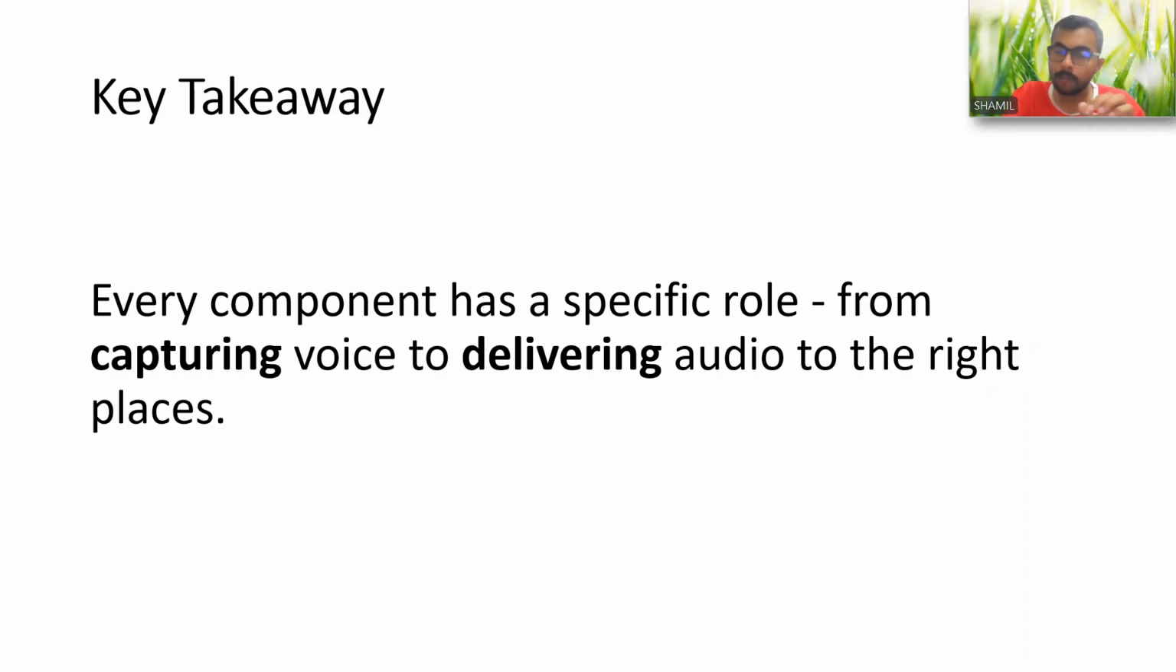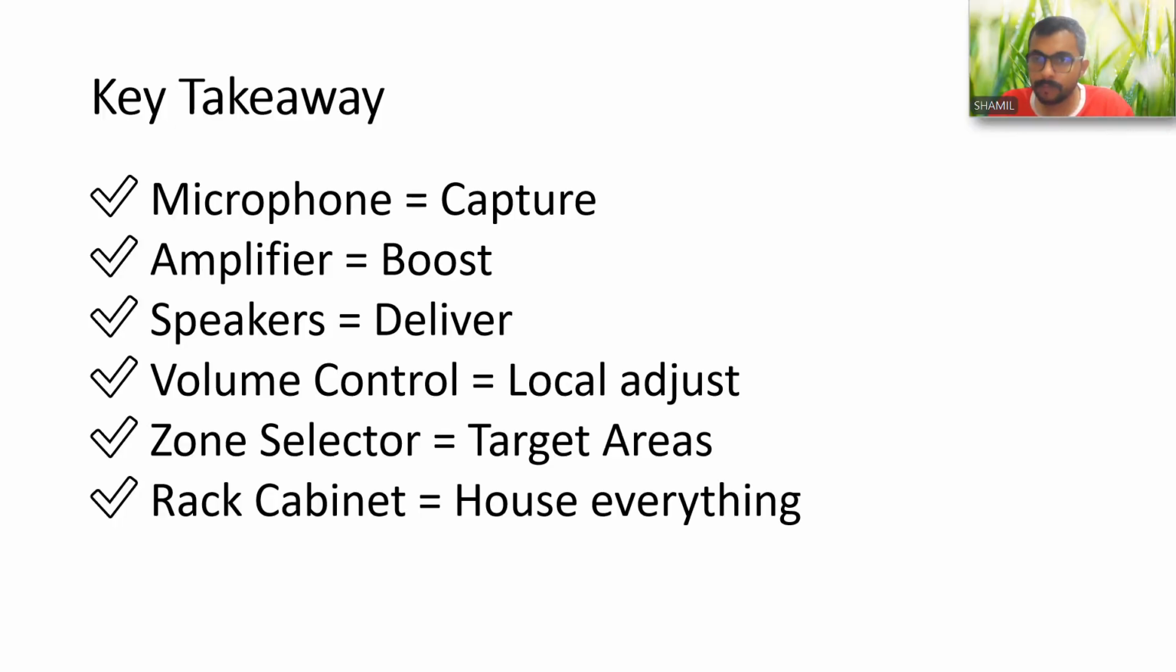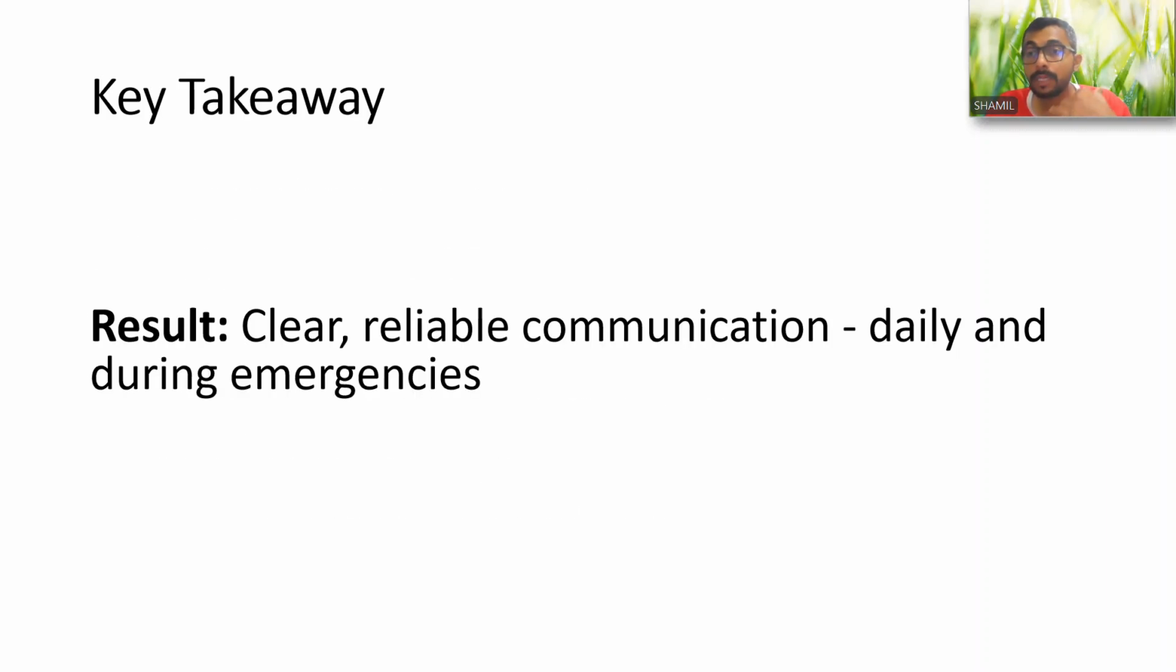So the key takeaway for this section on the components of the public address system is that every component has a specific purpose and function, from capturing voice to delivering the audio to the right places. To refresh: the microphone is used for capturing the voice input, the amplifier is used for boosting the signal, speakers are for delivering the audio signals, volume controllers are for adjusting the volume locally, zone selectors are for targeting particular areas, and the rack cabinet is for housing all the electronics related to the public address system in one single cabinet. When all these components come together, only then will the public address system work efficiently, and only then can we rely on it to deliver clear, effective messages, especially during an emergency situation.